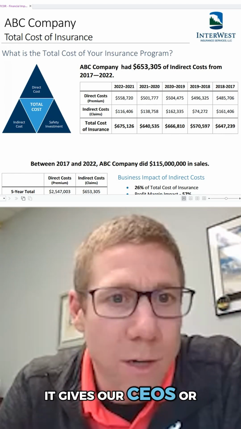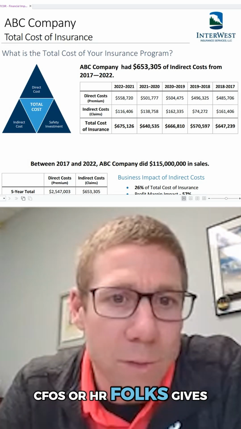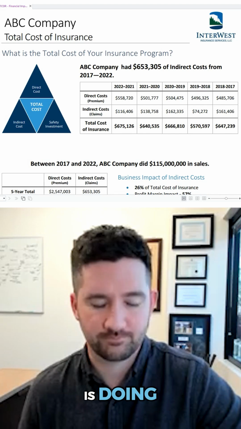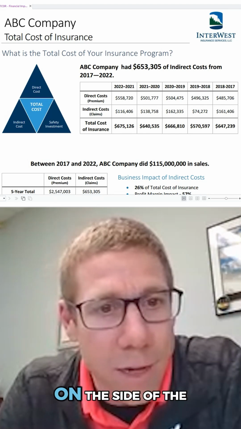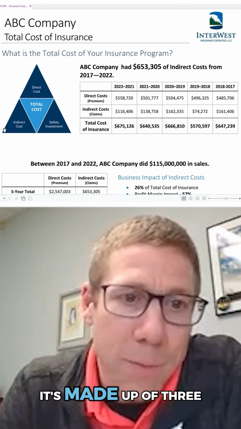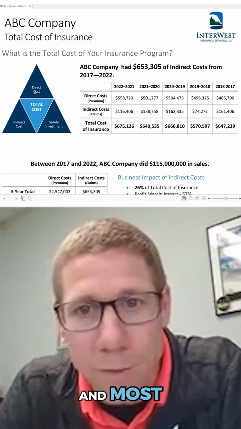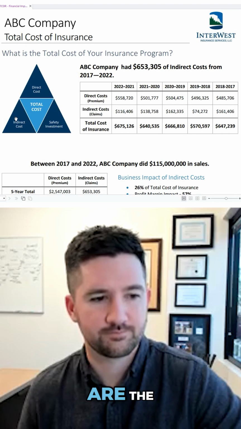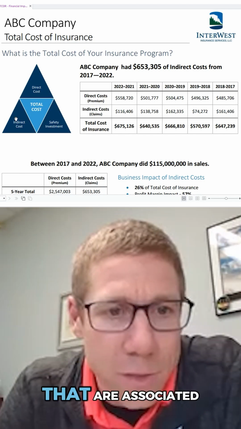It gives our CEOs, our CFOs, our HR folks a KPI, a key performance indicator, of how our insurance program is doing. That really starts off with this triangle on the side of the page that's being shown. It's made up of three sides: a direct cost, and most everyone here is going to know what that is, which is premium. And then it goes into indirect costs, and indirect costs are all of the hidden costs that are associated with the claim.